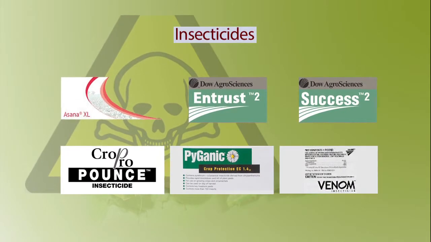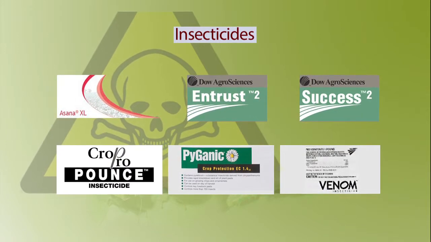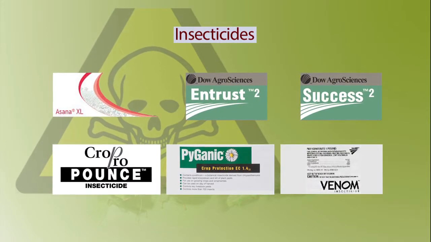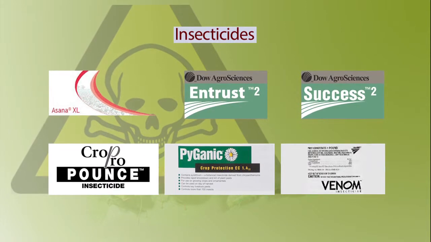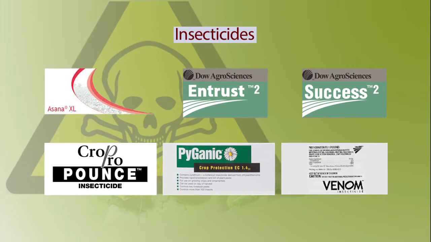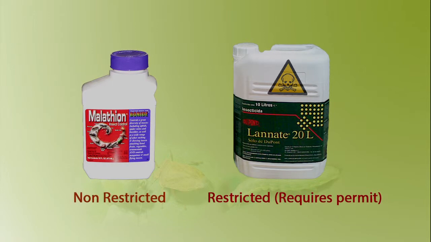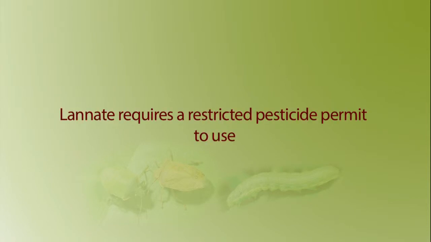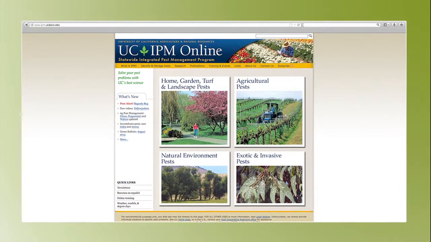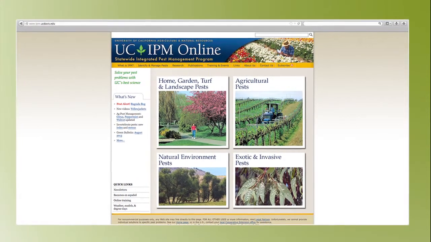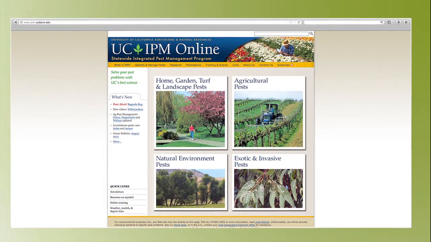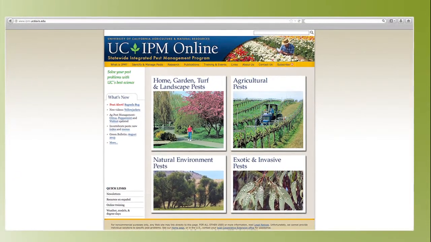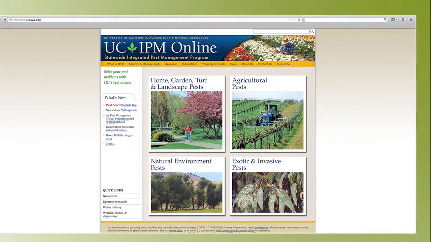Other modes of control: insecticides for many chewing and sucking insects include Asana, Entrust, and Success, Pounce, Pyganic, and Venom. Refer to the UC IPM guidelines for more information on these and other insects attacking vegetables and strawberries. You can find more information at the following website.